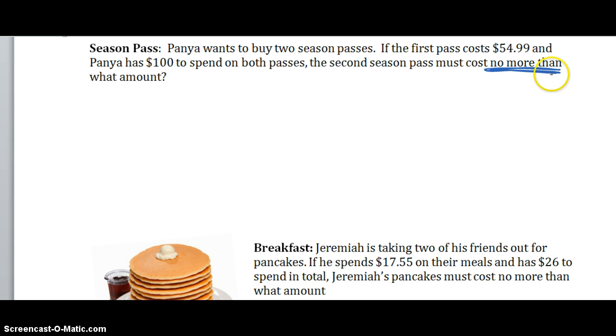When it says no more than, that means we have a stipulation on how much money she can spend. So she only has $100. So whatever she's spending on the left needs to stay less than or equal to her $100 because it says she only has $100 to spend. And the first one that she really wants to buy is $54.99. So how much can the second one be? So $54.99 plus how much will stay less than or equal to 100?